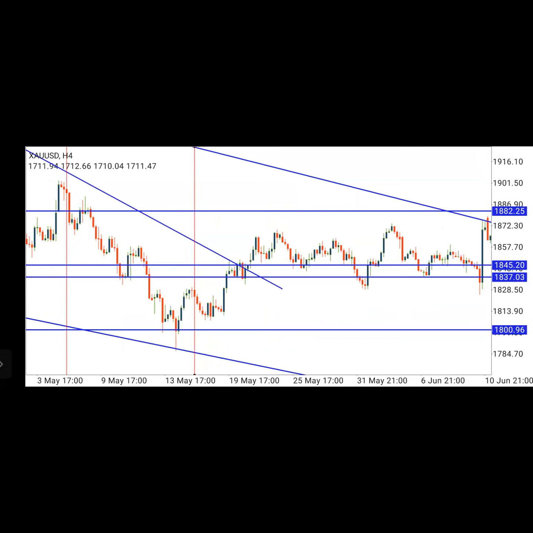Yes, this one. Exactly. That's it. Yes, that's another one. You can see the wick came out of that last resistance. That was the support that became resistance. So you always find them around major zones like that.